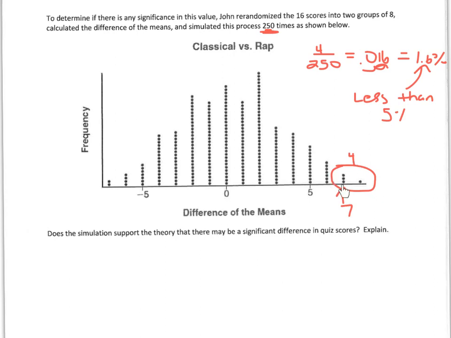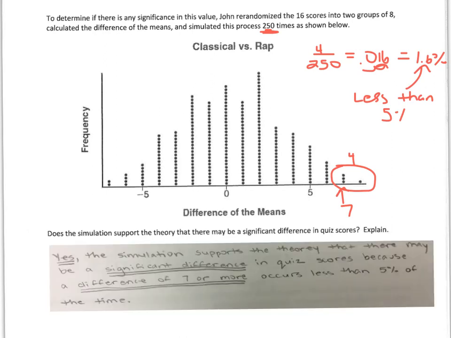So a difference this extreme, since it occurs so infrequently, it's not likely due to chance of random sampling of the groups. It's more likely due to the type of music they were listening to. Okay, so here's my explanation, and I underlined some important words. I said, yes, the simulation supports the theory that there may be a significant difference in quiz scores because a difference of 7 or more occurs less than 5% of the time.